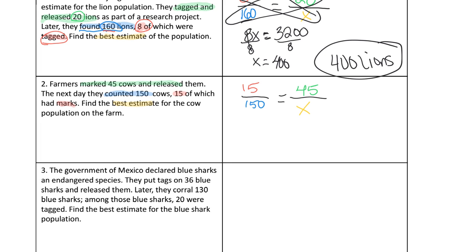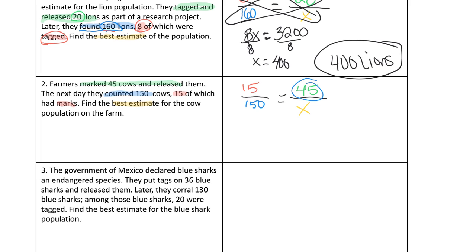All right, so here should be your proportion. They marked and released 45 cows, so that's why 45 is here. Marked is the same thing as tagged. As long as you see a number and released, that tells you that's this number here. Then the next day, they recounted how many cows they saw. The total number counted was 150. Of those 150, 15 had marks, or 15 were tagged. So that's why that goes in the numerator.